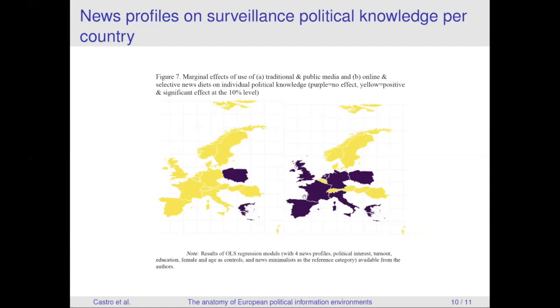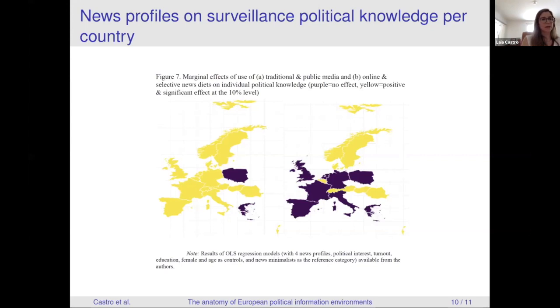But there's much more variance when it comes to the contribution of these selective and online news user profiles to levels of political knowledge. So here we see much more variance, and we see that, for example, in Scandinavian countries and some small Northern European countries, this profile may have positive effects on knowledge, whereas in Southern European countries and in Poland, this effect, although with a positive sign, is not significant.